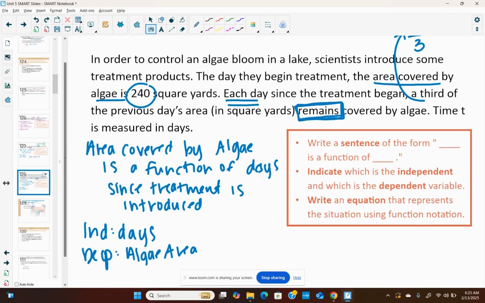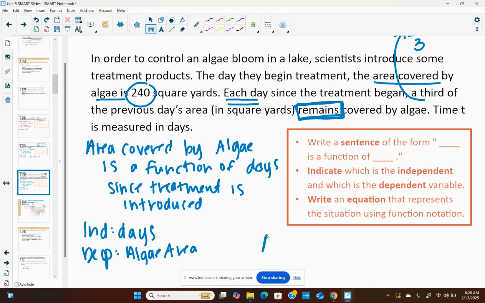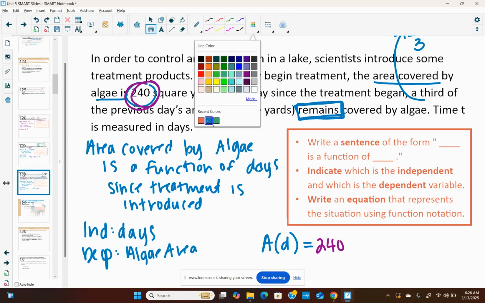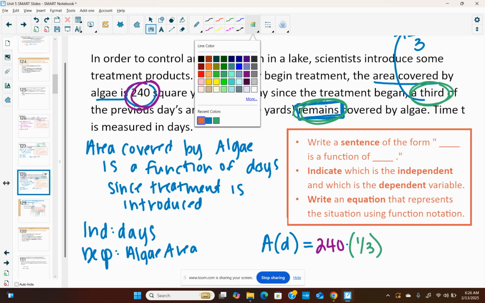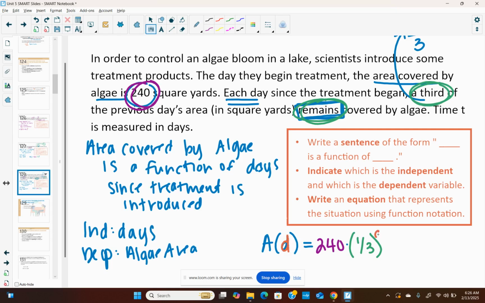And then if we go ahead and write our function, okay, so this time we have area covered by algae after a certain number of days. The initial value of your area of the algae was 240. And now this time the growth factor is 1/3 because it says a third remains, and we're writing how much is still there. So we want to use how much remains. And in this case, it's 1/3. And then we have after D days, right? So then D will be our exponent. So careful on that remains versus loses.